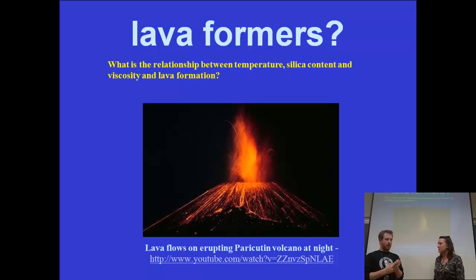Right. Okay, and now we're looking at lava formers. So we want to see the relationship between, again, temperature, silica, viscosity, and making lava, right? Because as we know, when St. Helens erupted, we didn't see lava. We saw a huge pyroclastic cloud, which had the ash and the gases in it, and water vapor. And when we saw the Hawaiian ones, we saw lava. So there's something going on that's different between those two.